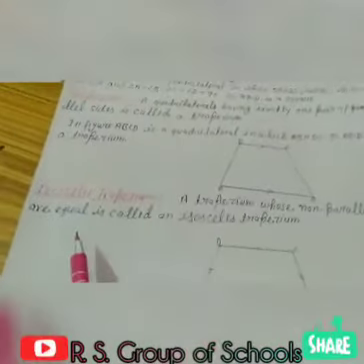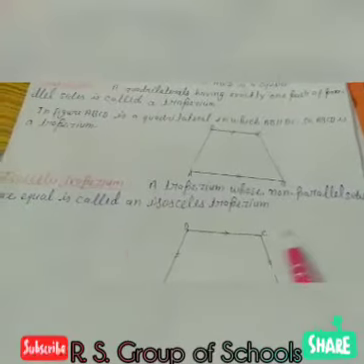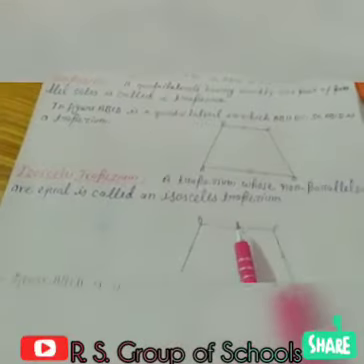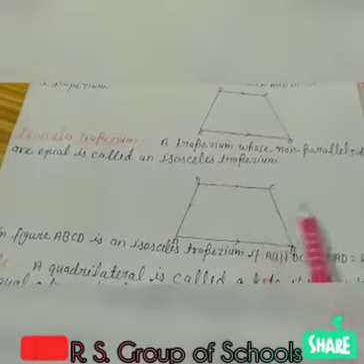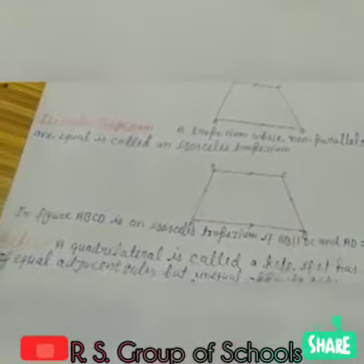Now we discuss the isosceles trapezium. A trapezium whose non-parallel sides are equal is called an isosceles trapezium. AB is parallel to DC and AD is equal to BC.